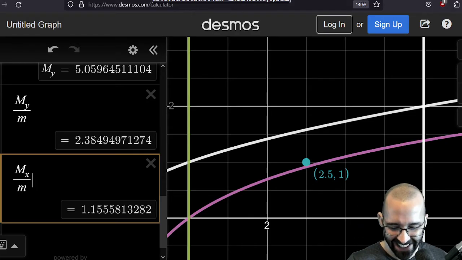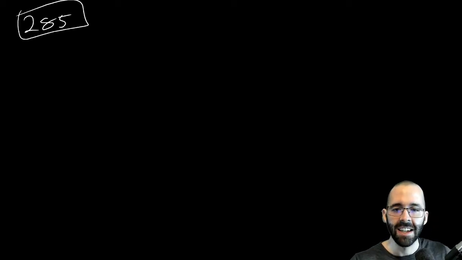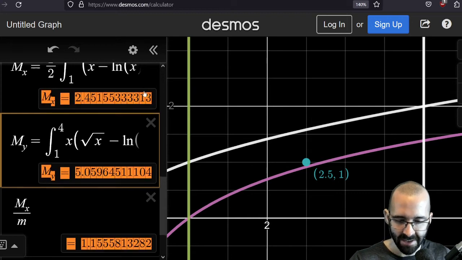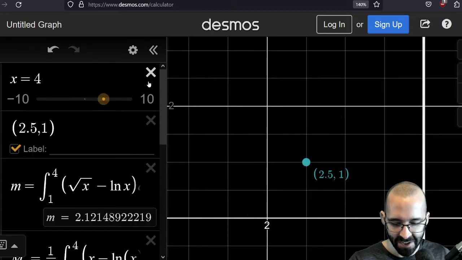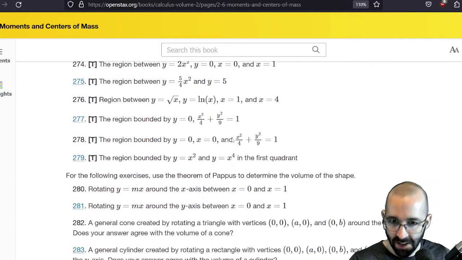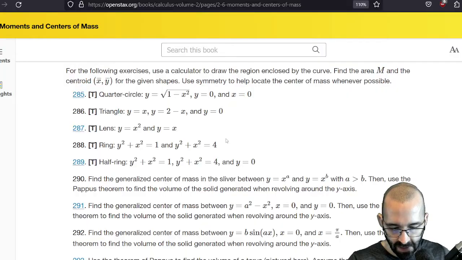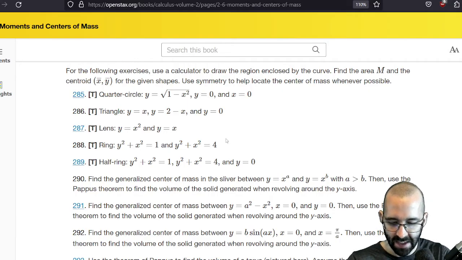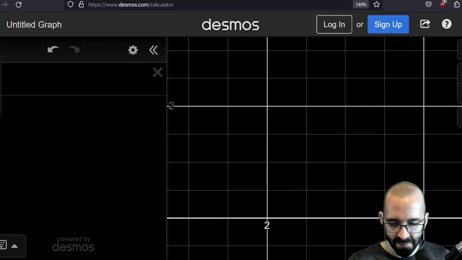All right, let's do another problem. Do 285. Let's get rid of all this beautiful stuff. I don't want to let it go to my head. Find the area and the centroid. Use symmetry whenever possible. Ah, this should be easy. Quarter circle, the square root of 1 minus x squared.